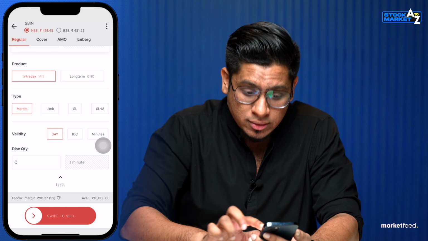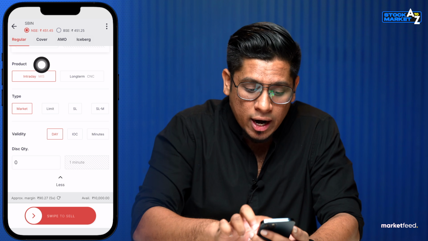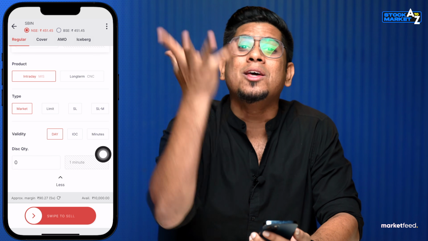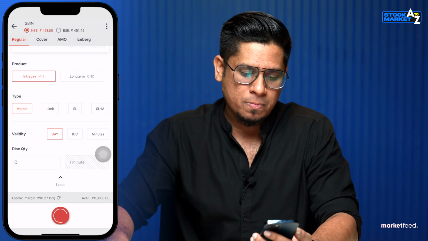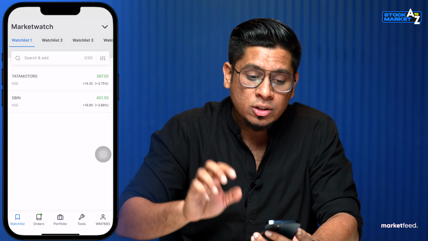And see, the price of one SBIN is 451 rupees. Since we took an intraday order, the margin or the capital required for this trade is only 90 rupees. Right? Division by 5 is already happening. So I'm going to swipe to sell. Ta-da! Completed. One quantity of SBIN has been sold.